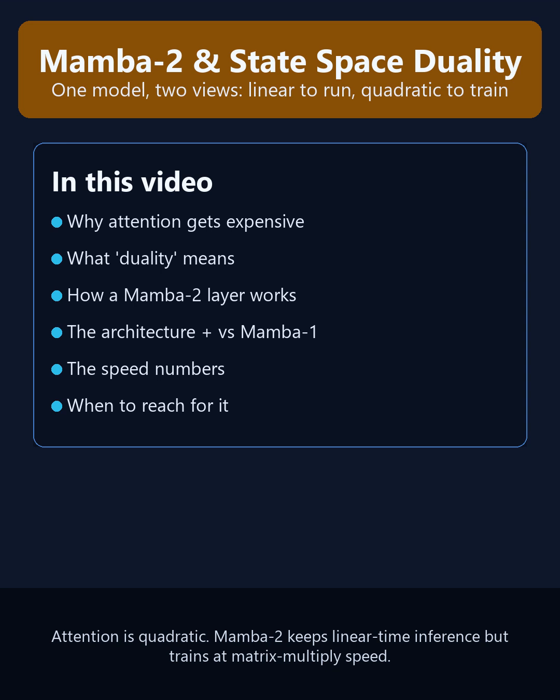Transformers are powerful, but attention costs grow with the square of the sequence length, so long context gets expensive fast. Mamba fixed that with state space models, linear time, fast at inference. But Mamba's training was slow. Mamba-2 solves this with a clean idea called state space duality.